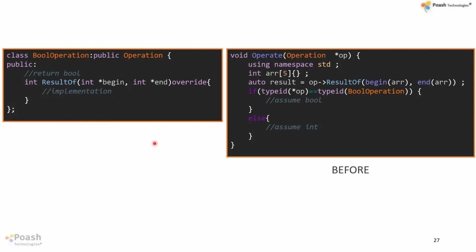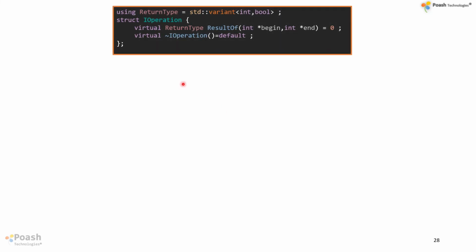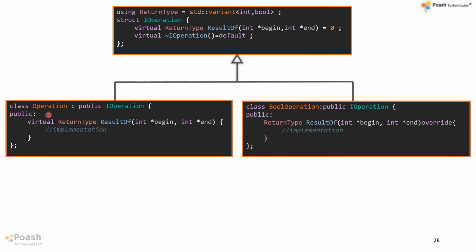So how do we add new types of operations without having to modify existing code? We can add a base class interface called IOperation and use a variant as the return type. We will inherit Operation and BoolOperation from this interface. In Operation, ResultOf will return an integer through the variant, and in BoolOperation, ResultOf will return a Boolean through this variant. Note that this variant can represent both integers and bools.